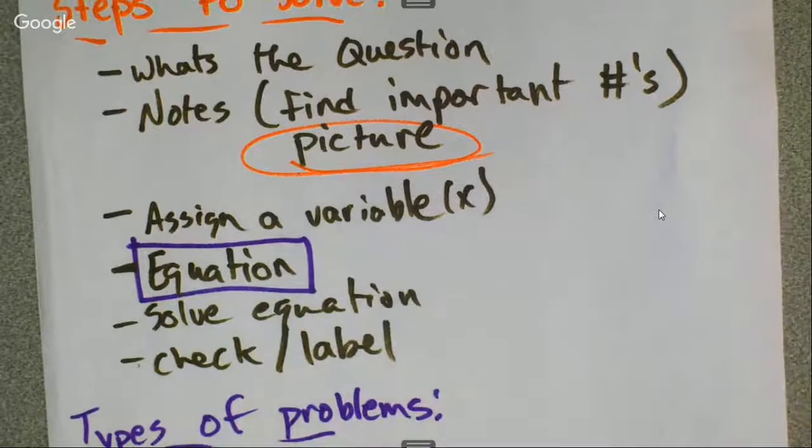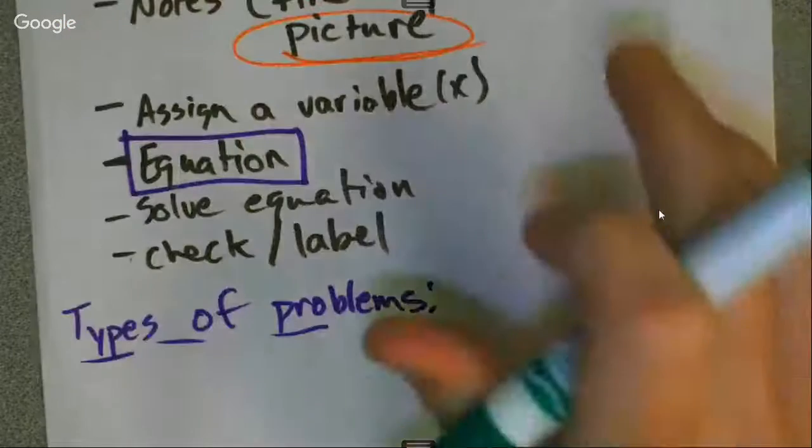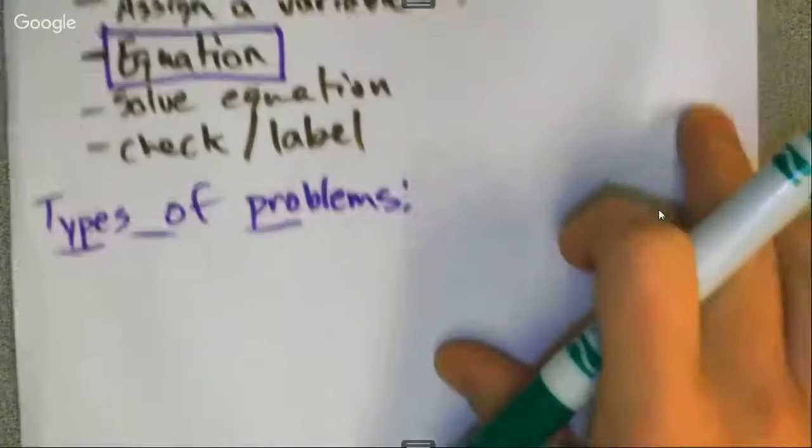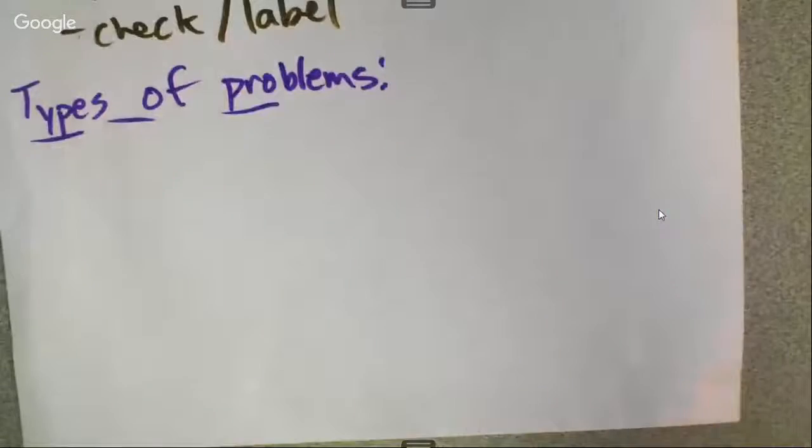All of these word problems should have an appropriate label, whether that is inches, miles, feet, percent, milliliters, anything that goes along with those. So some kind of label. Okay, I want to look at some types of problems and maybe some formulas that we are going to see.